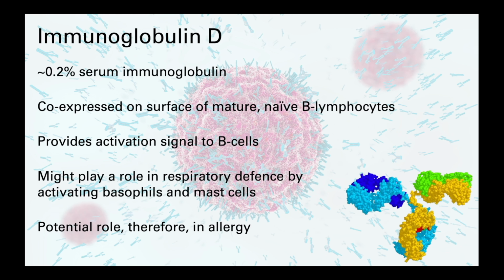From the most abundant to one of the least abundant, IgD, which makes up less than 1% of the total serum immunoglobulin, but is co-expressed on the surface of naive mature B cells, where it seems to provide additional activation signals to the B cell in response to specific types of immunogens. Until recently, immunologists have been stumped as to the biological effector function of soluble IgD, but very recently a potential role in respiratory tract defense has been proposed, by driving the activation of basophils and mast cells to produce antimicrobial peptides. There is therefore a possibility that IgD may also contribute to allergy, as these cell types are very important in the allergic response.